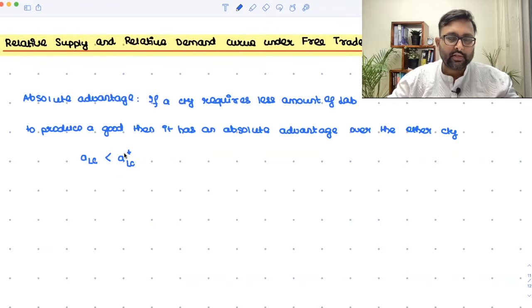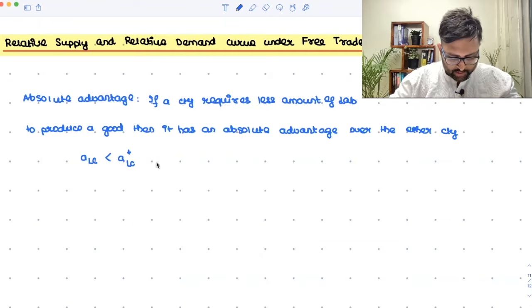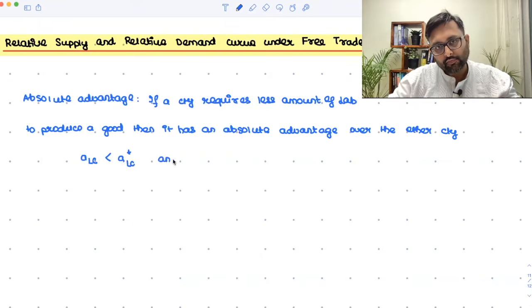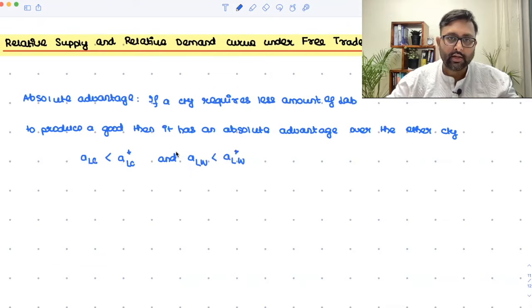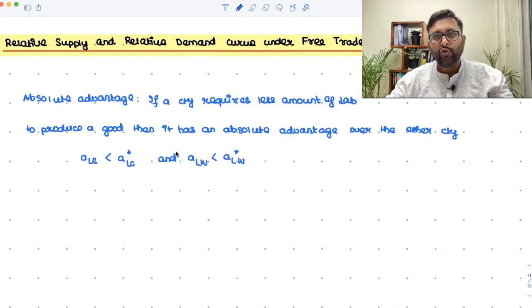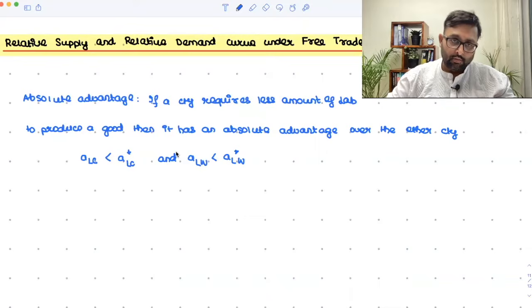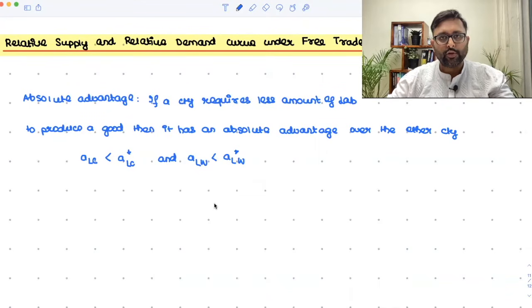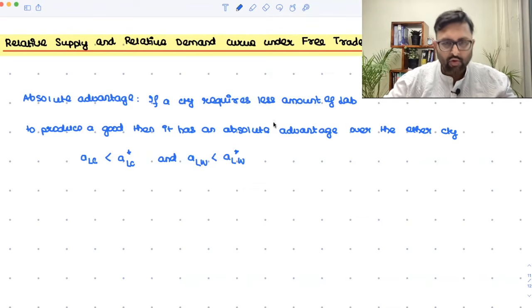Wherever I use star, that means foreign, right? And ALW less than ALW star. That is, the unit labor requirement to produce 1 unit of wine in home is less than the unit labor requirement to produce 1 unit of wine in foreign. So here we are assuming that the home country has an absolute advantage in both cloth and wine, or cheese and wine.